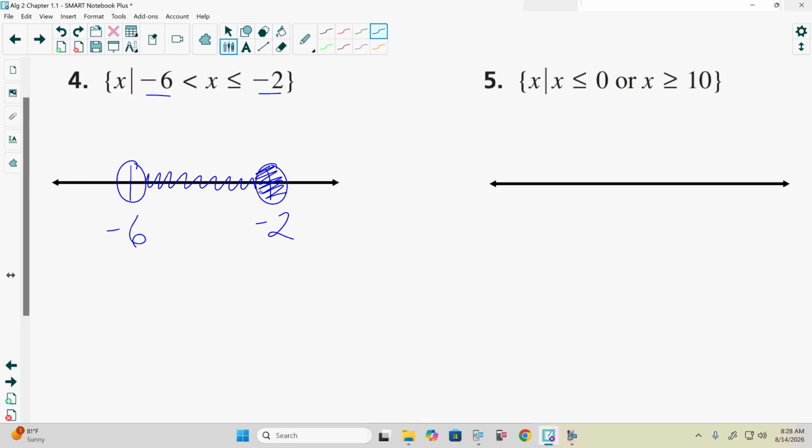Questions on 4? Now 5 seems it's way different, yes? No. We have the set of all real numbers x such that x is less than or equal to 0, or x is greater than 10. Let's do the less than or equal to 0 first. Well, I need a point for 0, yes? It would indeed be closed because it is equal to it.